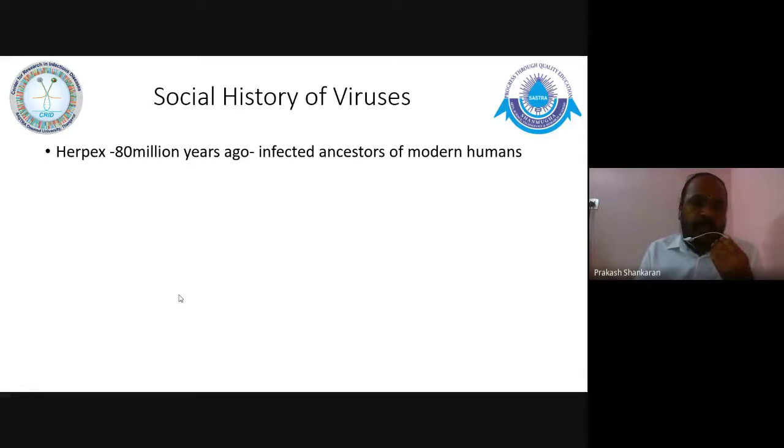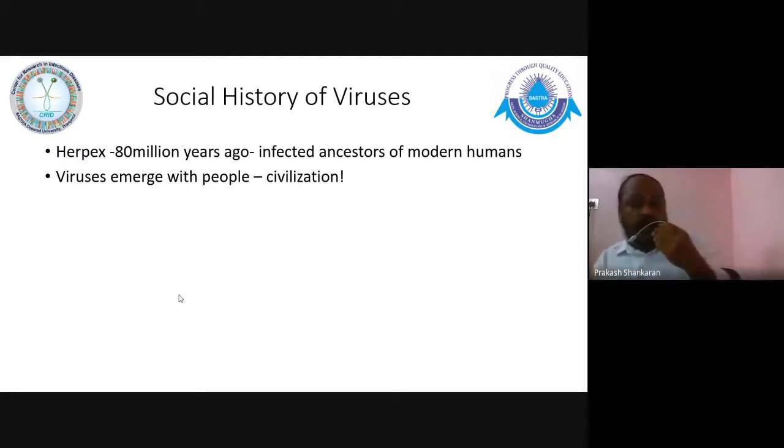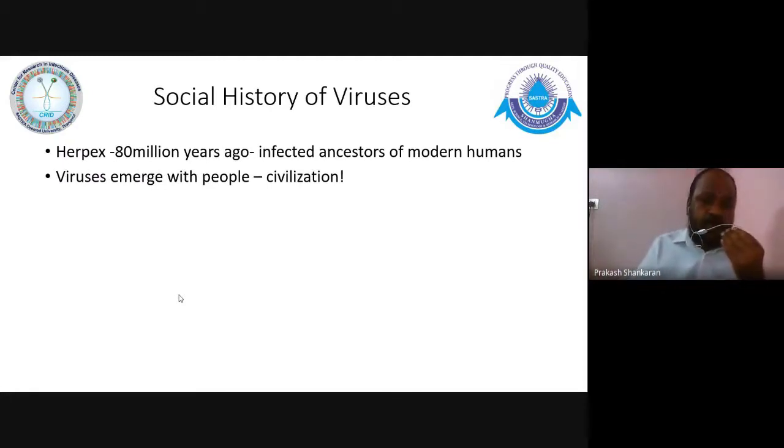80 million years ago, the ancestors of modern human beings were infected with a virus, and that's the herpes virus. So most of us have herpes virus genome in us. But there are other things. Viruses also emerge with their host, that is, we. When we emerge, the viruses also emerge. Civilization is the reason for this, or what we call ourselves as society is emerging. We are civilized, we are growing in number, we are finding different ways.